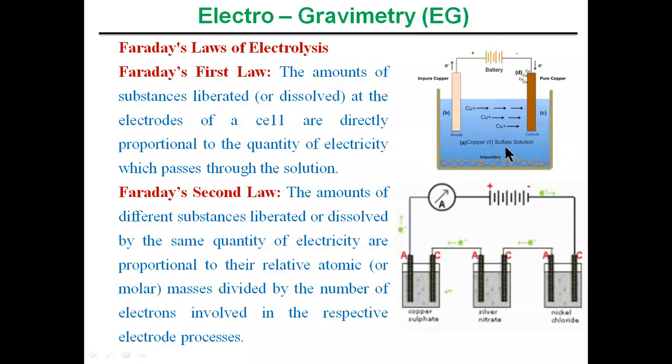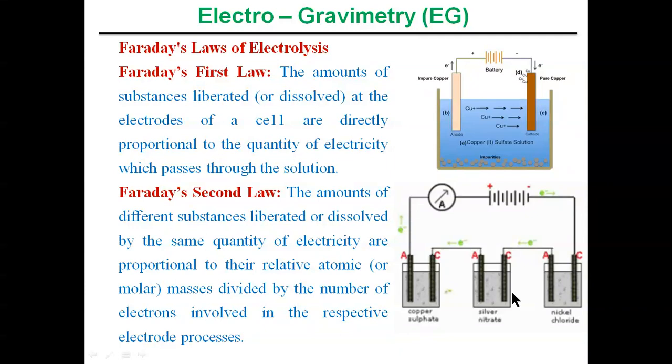Let's say, for example, one cell containing copper sulfate solution, a second cell containing silver nitrate solution, and a third cell containing nickel chloride solution. Put in all the electrodes and connect the cells in series. Then pass the electric current through all the cells, and see how much substance is liberated or dissolved in the given solutions.